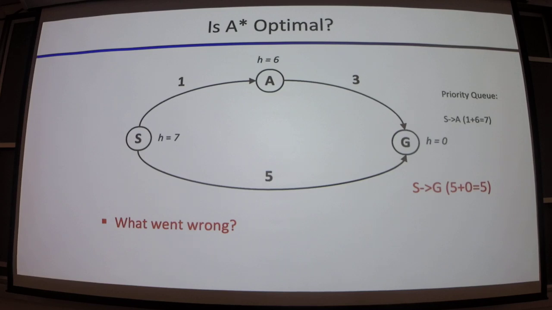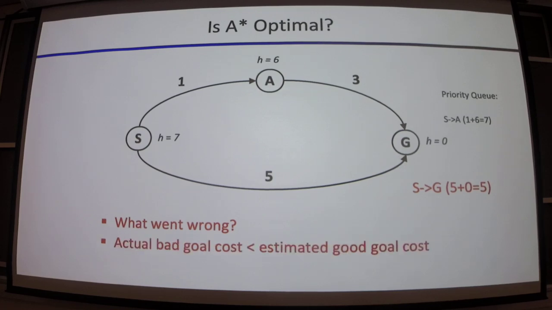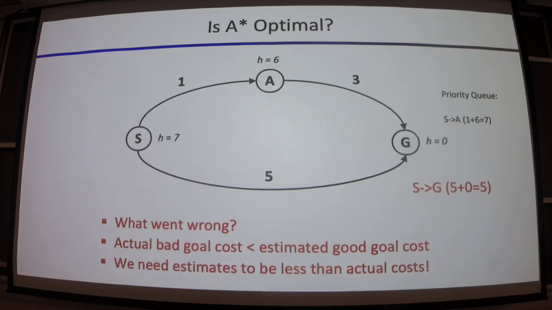We had an imbalance: our backward cost was less heavily weighted than our heuristic. That's right, so the heuristic value dominated, or in a non-formal definition, overpowered the backward cost, and we got this weird non-optimal behavior. An actual bad goal cost was less than our estimated good goal cost, and that didn't work. So what that means is that we need our estimates to be less than the actual cost, less than or equal to, more specifically.